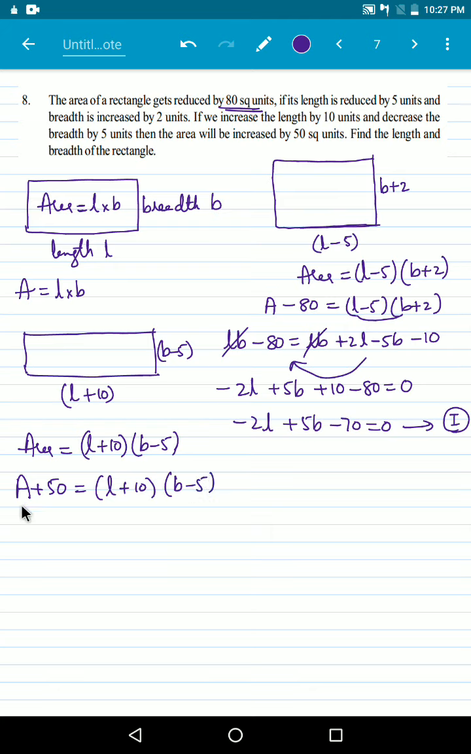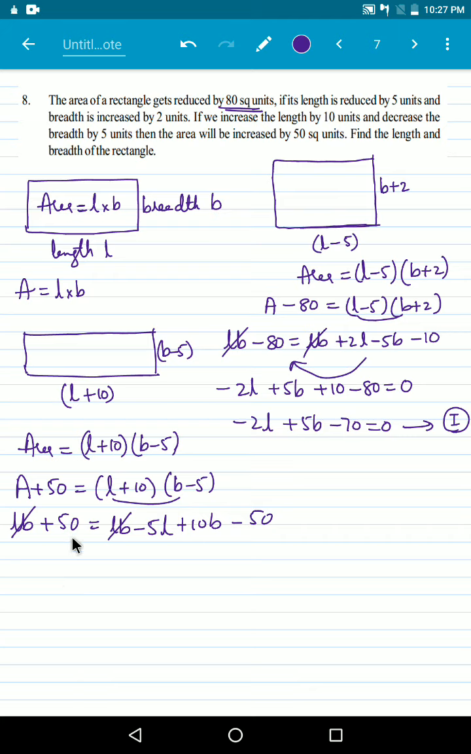So what is the value of A? It is L into B. So L into B plus 50 is equal to L plus 10 multiplied by B minus 5, let us multiply this. L into B is LB. L into 5 is 5L with minus sign. Now 10 into B is 10B. Plus into minus is minus. 10 into 5 is 50. Again this LB and LB will get cancelled, right?